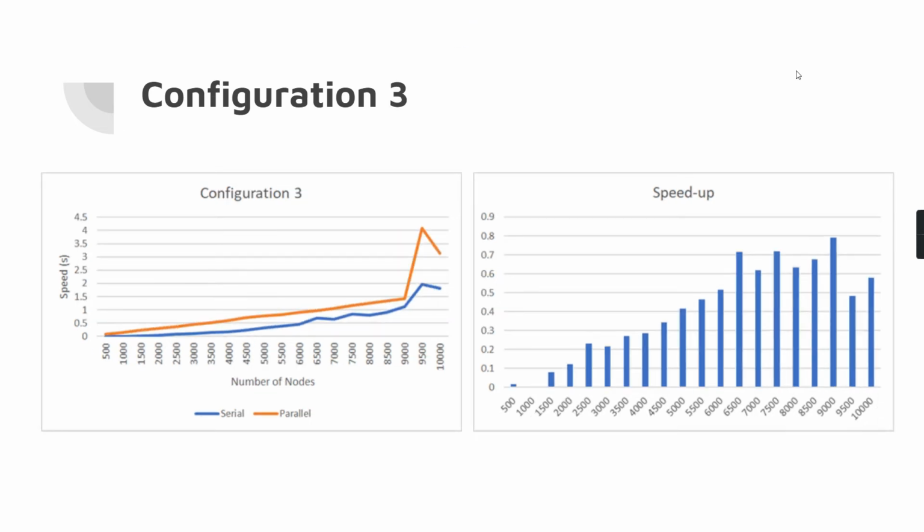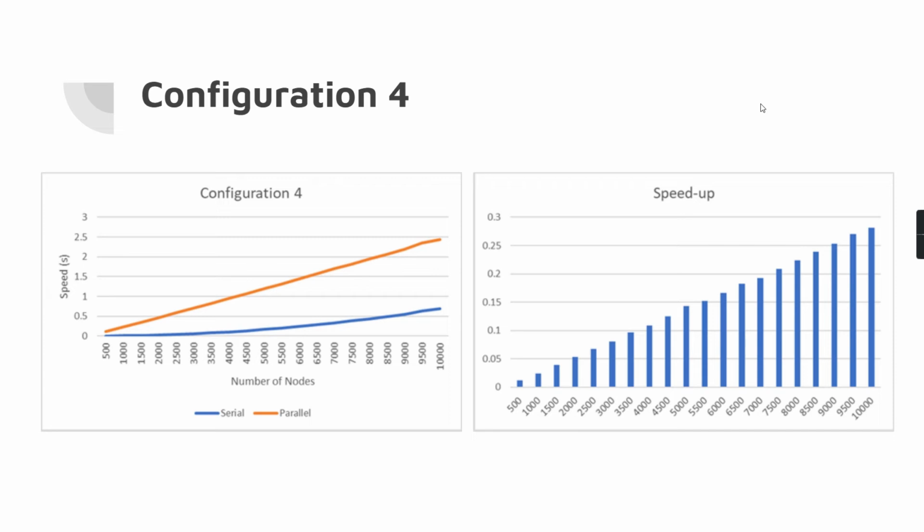Now next we'll go to configuration 3, and the serial is faster for the most part than the parallel, all the way up to 10,000 nodes. And that can also be seen in the speed up over on the side. And finally, with configuration 4, the parallel is much slower than the serial. For each of these configurations, 4 threads were used for the parallelization, except for configuration 4. Configuration 4 used 6 threads.